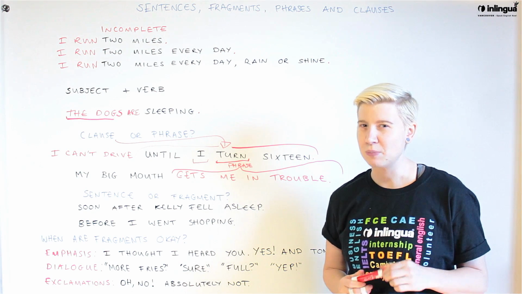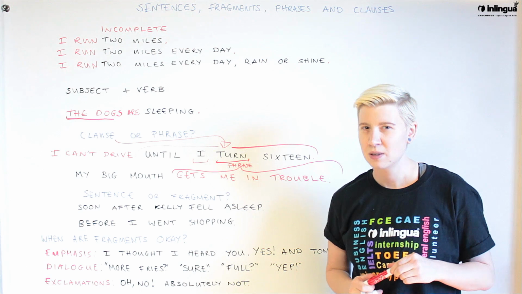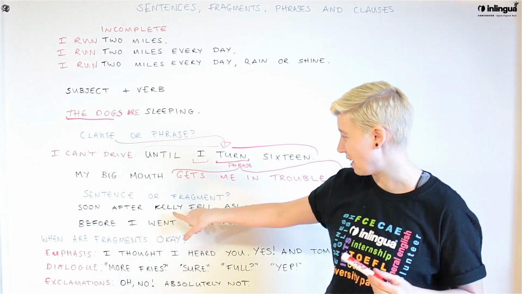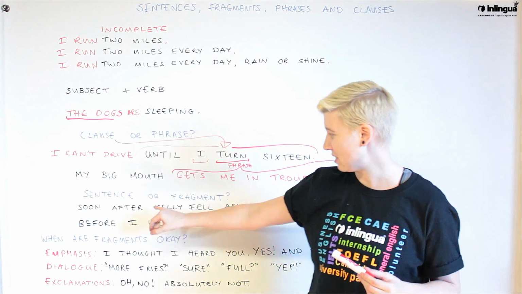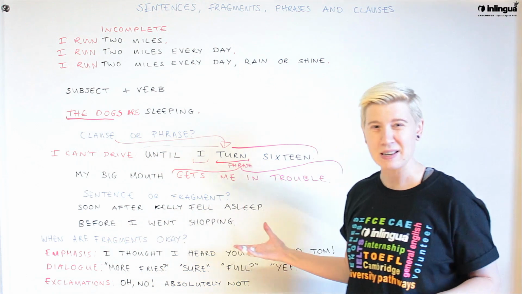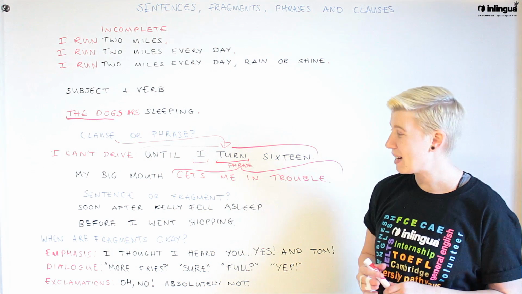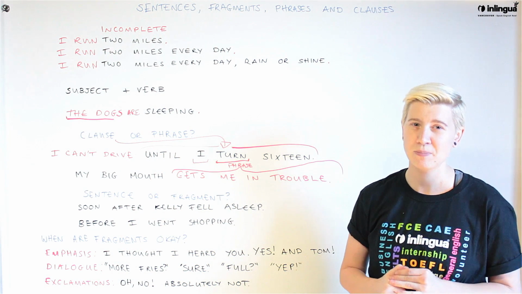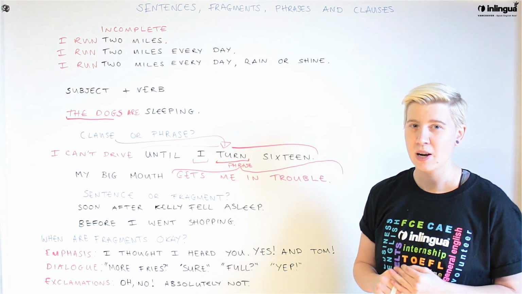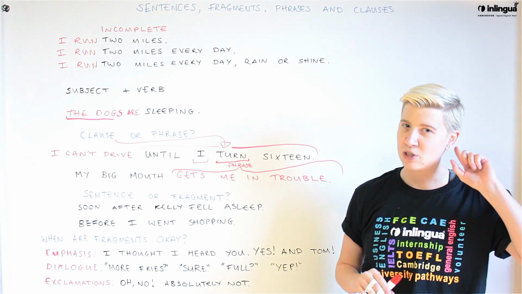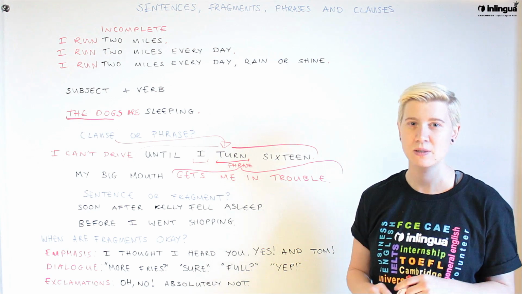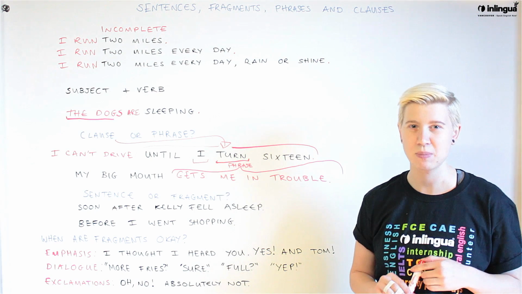Does that sound like a complete sentence to you? It's not a complete sentence. We don't know what has happened after Kelly fell asleep. We have this situation, Kelly fell asleep. And soon after what? What happened? But we can easily make this sentence complete. Do you know how? We need some punctuation. I'm going to say the sentence again, and I want you to listen and see if you can hear where to put a comma, a pause. Soon after, Kelly fell asleep.